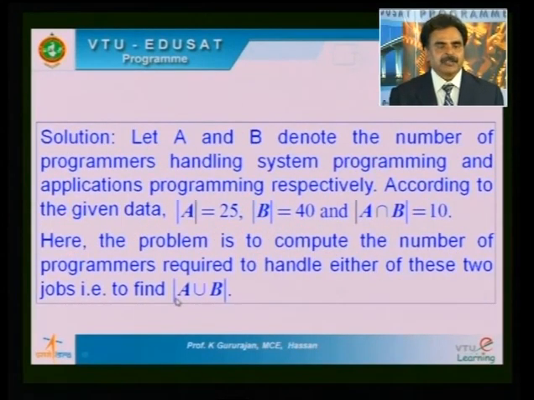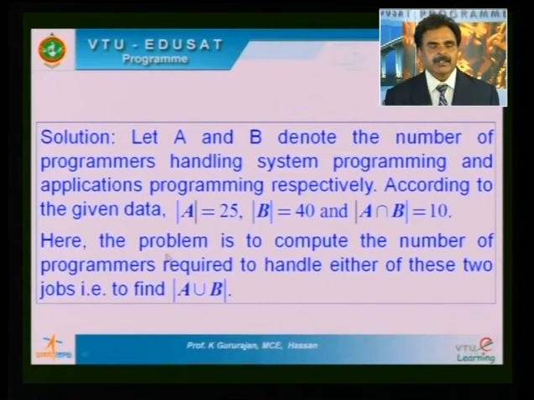This situation I can explain like this. Let A and B denote the set of all programmers handling the system programming job and the application programming job respectively. A is the set of all programmers who can handle system programming jobs. B means the set of all programmers who can handle application programming jobs.